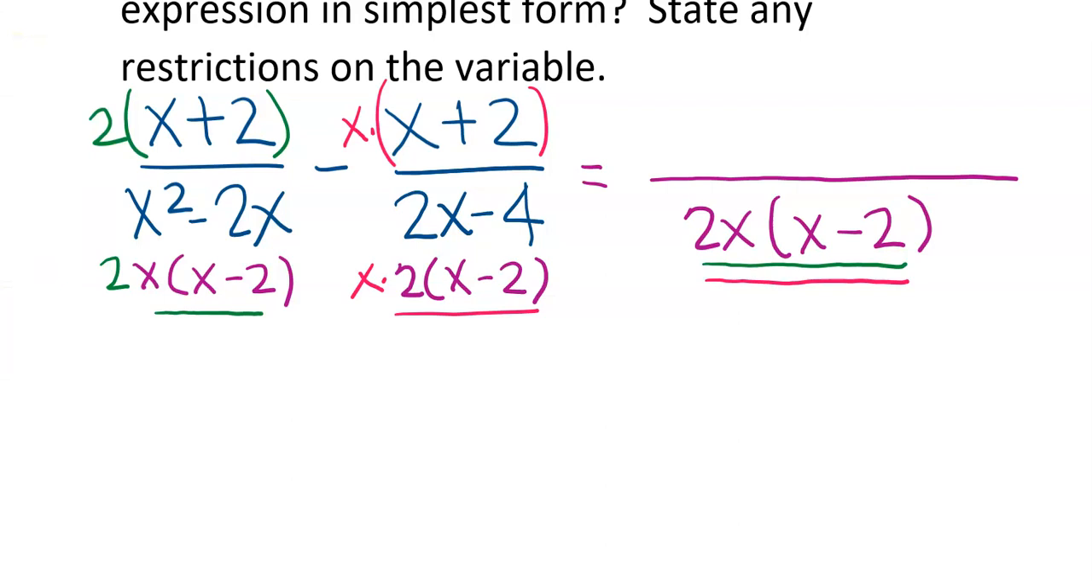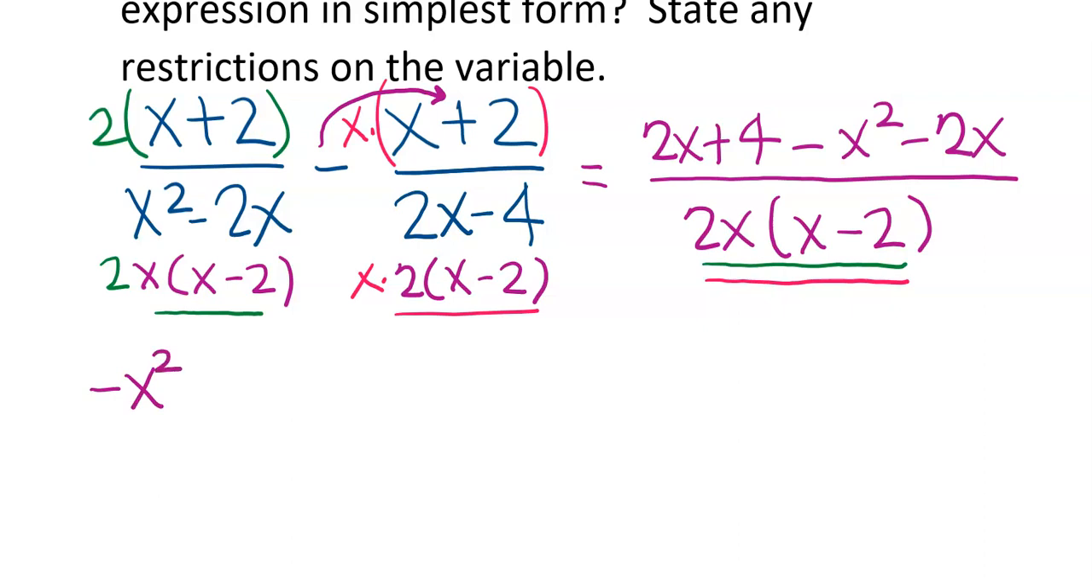So doing a little simplifying, we get 2x plus 4 minus x squared minus 2x. Remember that this negative carries through to both of those. It's like a negative x times x and a negative x times 2. So we're going to simplify a little bit. I'm going to put the negative x squared first. Then my 2x cancels with my negative 2x, so I get a plus 4. Denominator still looks the same.